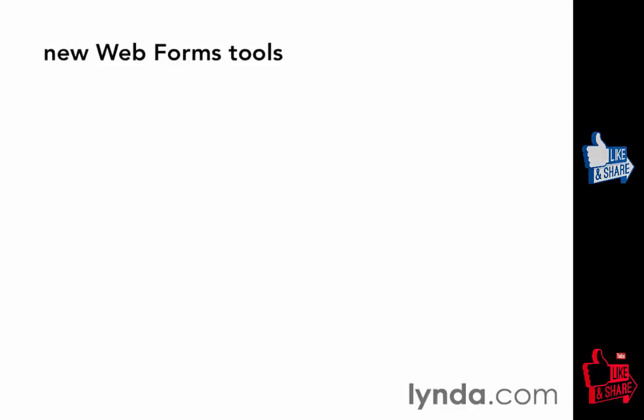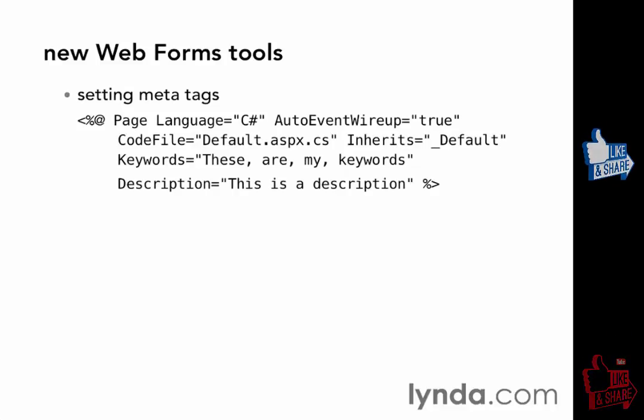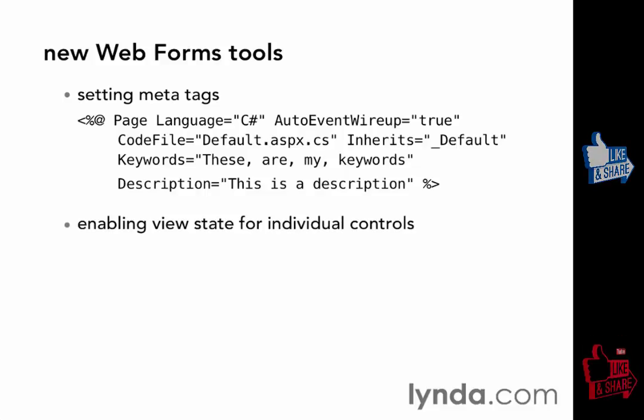There are new tools for the Web Forms framework, including new attributes for the page directive that let you place your keywords and description properties in your code. These would replace what you might otherwise put in the head tag in pure HTML. Also, you can enable and disable view state for individual controls. This feature can significantly reduce the size of the view state object that's created in ASP.NET pages and improve performance.